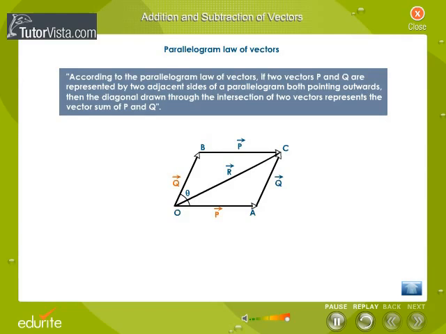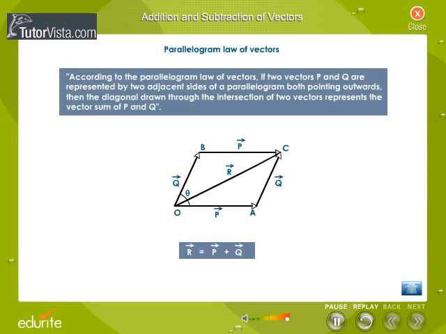Let two vectors p and q be completely represented by the two sides OA and OB respectively of a parallelogram, and theta be the angle between the two given vectors, vector p and vector q. Then, according to parallelogram law of vectors, the diagonal OC of the parallelogram will give the resultant vector r such that vector r is equal to vector p plus vector q.